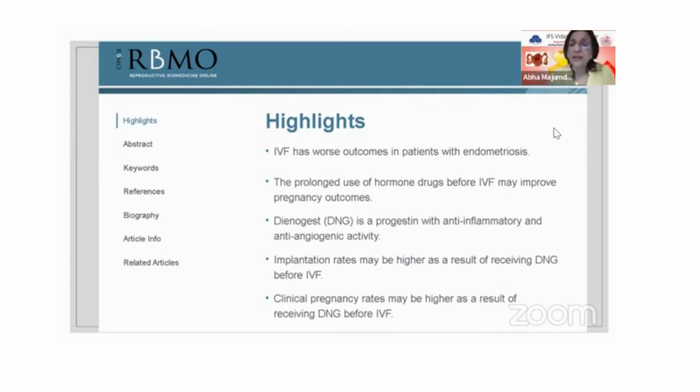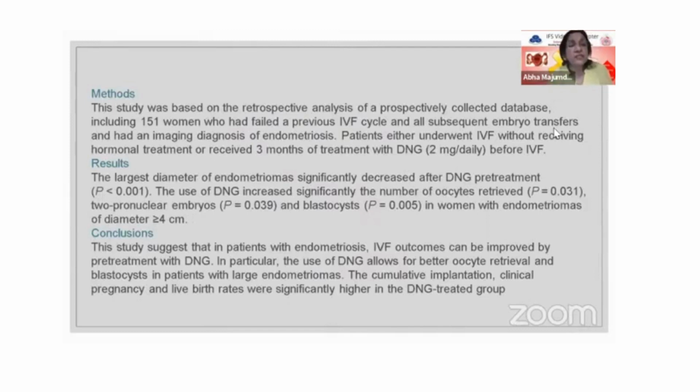Implantation rates may be higher as a result of receiving Dienogest before IVF. Clinical pregnancy rates may be higher as a result of receiving Dienogest before IVF. So implantation rates would get better and clinical pregnancy rates would get better as a result. Oocyte quality may have no effect. What was the study like?